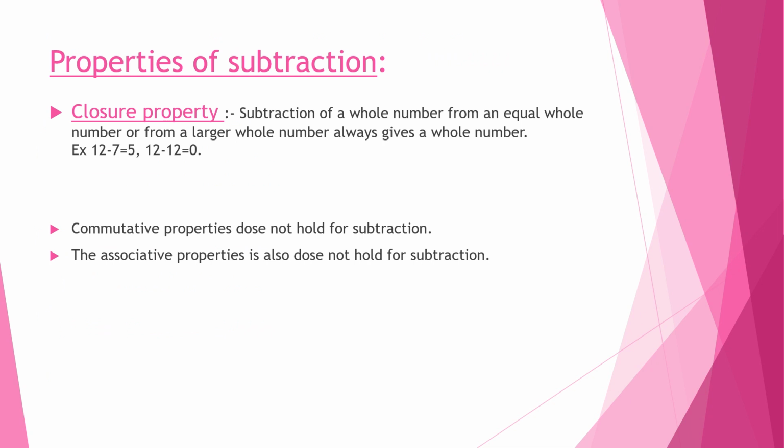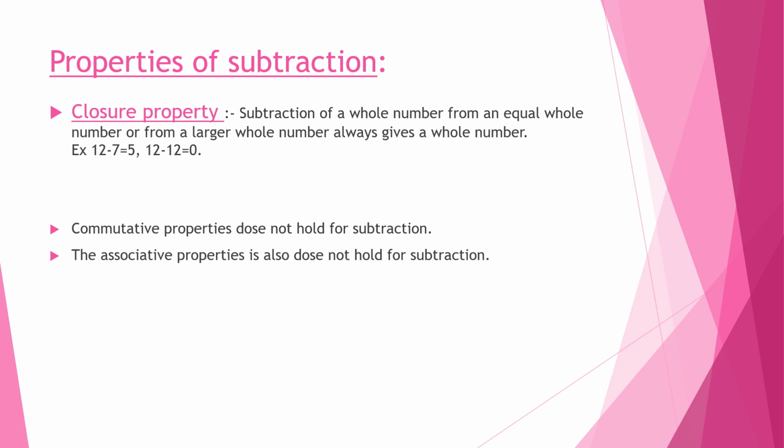Properties of subtraction. Closure property. Subtraction of a whole number from an equal whole number or from a larger whole number always gives a whole number. For example, 12 minus 7 is 5, where 5 is a whole number. 12 minus 12 is equal to 0, which is again a whole number.